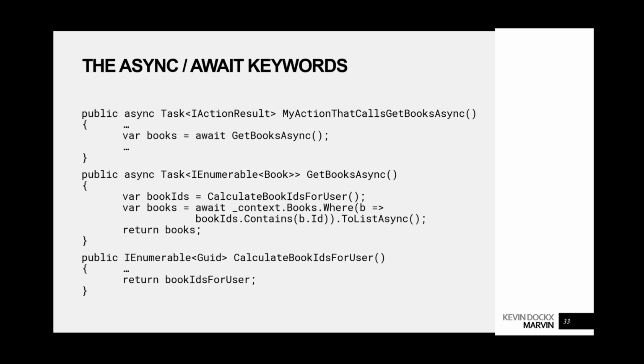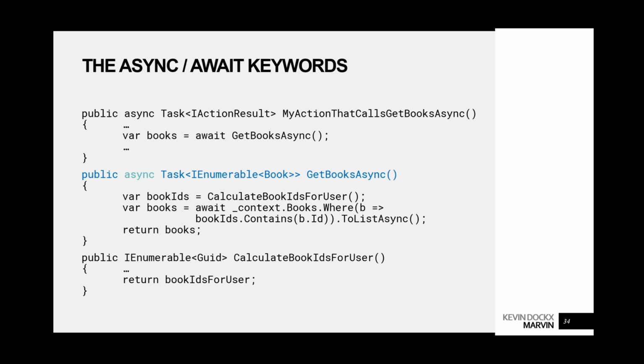Now let's have a look at a code example to clarify this a bit. So we've got a few methods here. Say the first method you see there, my action that calls get books async. Imagine that that's a method on your controller, an action on your controller. It returns a task of action result. The second method you see there, well, imagine the get books async method, that's a method in your repository. And then we have another method, calculate book IDs for user, which is just a synchronous method, which I'm going to use to show you what happens.